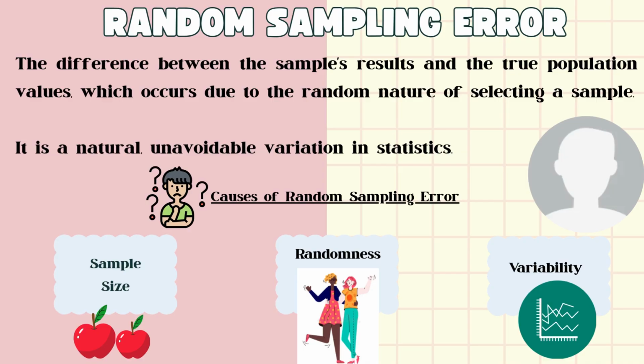The first one we have is sample size. Smaller sample sizes are more likely to produce larger errors. Then there's randomness. The random selection process can lead to a sample that doesn't fully represent the population. And variability. Natural differences within the population can cause variations between the sample and the population.